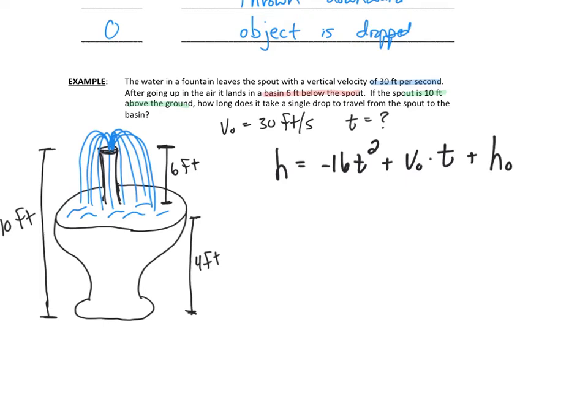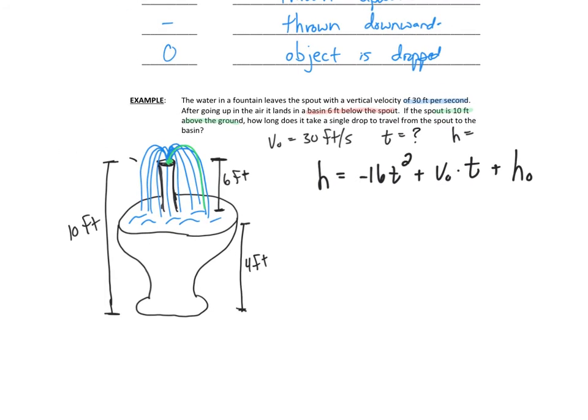And what we are looking for is how long does it take to go from the spout, so we're going from right here down to the basin. So the initial height is how high above the ground. So from up here, where that green is, that is 10 feet above the ground. So the initial height is 10 feet. And where we want to end up, which is h, is down here in the basin. And how high above the ground is the basin? 4 feet.